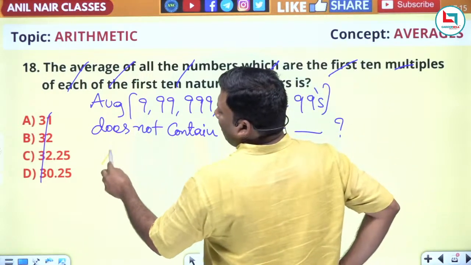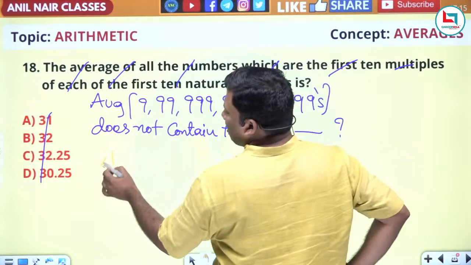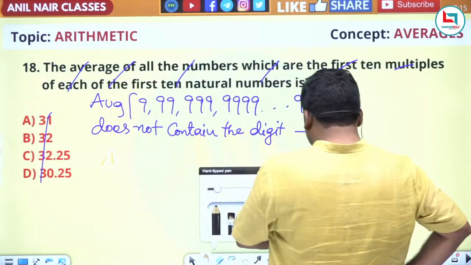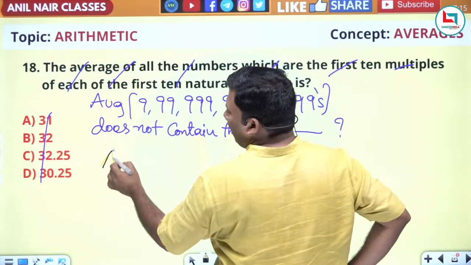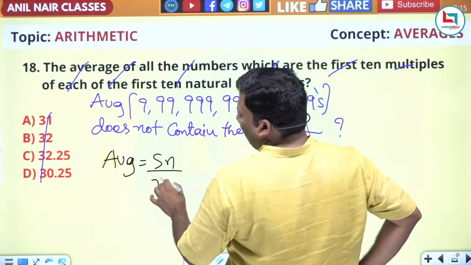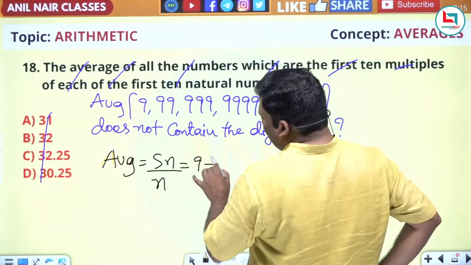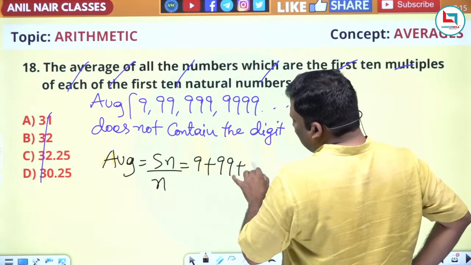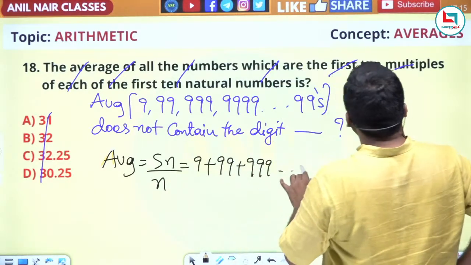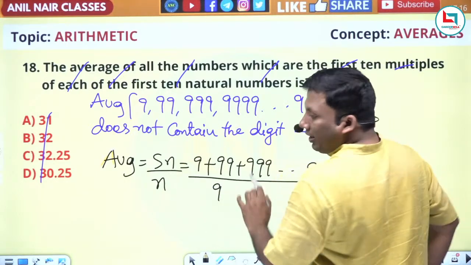Average is given by the sum of the quantities divided by the number of the quantities. Just write it down, don't calculate. Don't calculate the sum; let us see the behavior. Average is the sum of the quantities by the number of the quantities: 9 plus 99 plus 999 and so on up to 9 nines, divided by 9.